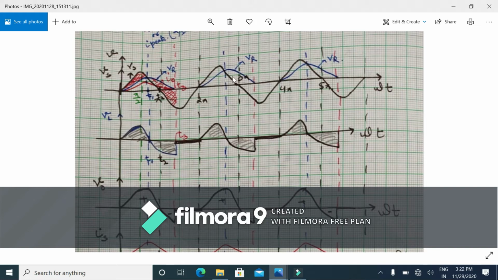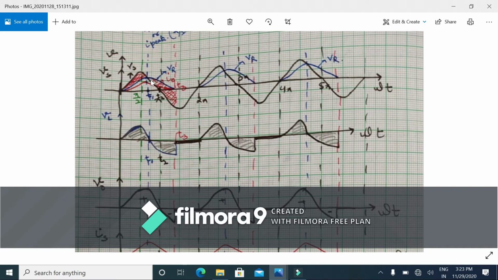I'm not showing here the value of current. If this is the VR, if this is the VS, then what will be the VL? Since we know that VS is equal to VR plus VL, then VL will be equal to VS minus VR.